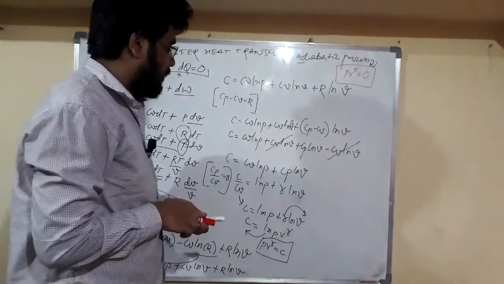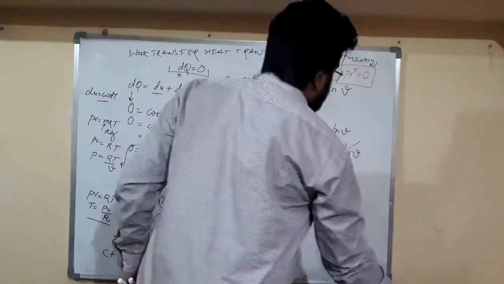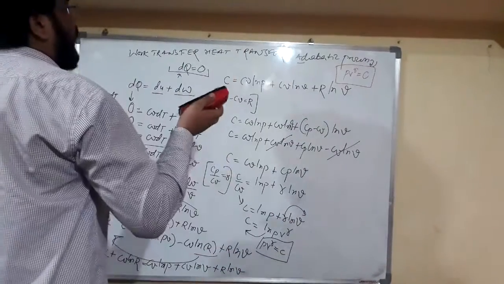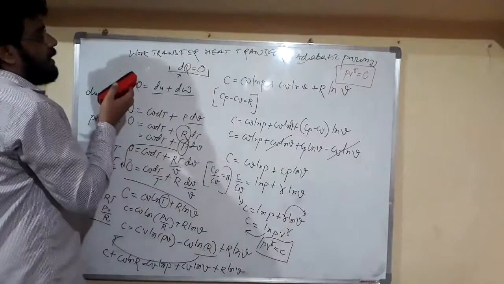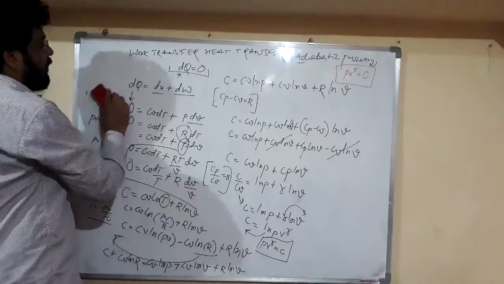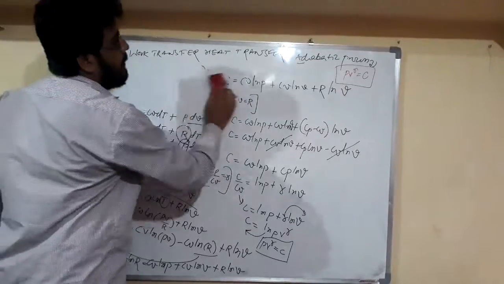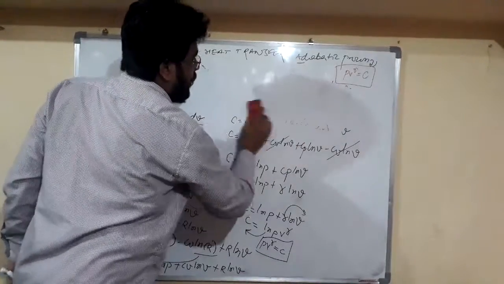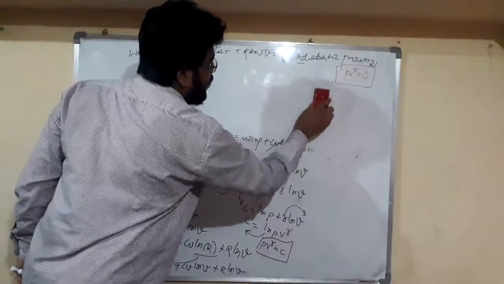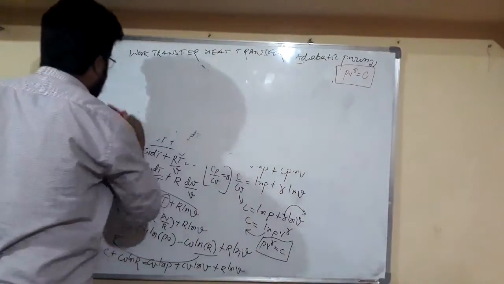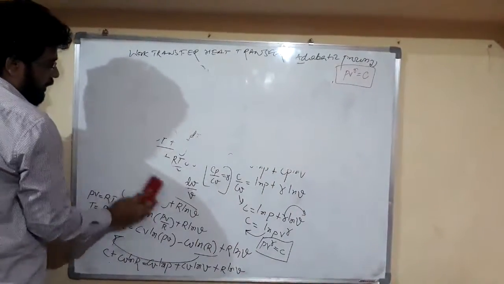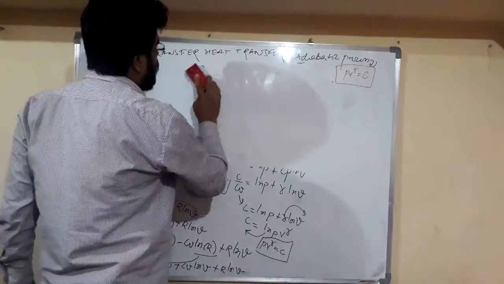Now friends, this is all about the derivation. Our main motto is to derive the work transfer and heat transfer for our adiabatic process. By using our general equation for adiabatic process, we will derive it. Dear friends, as you know, this is an adiabatic process, so the transfer of heat is 0 here.